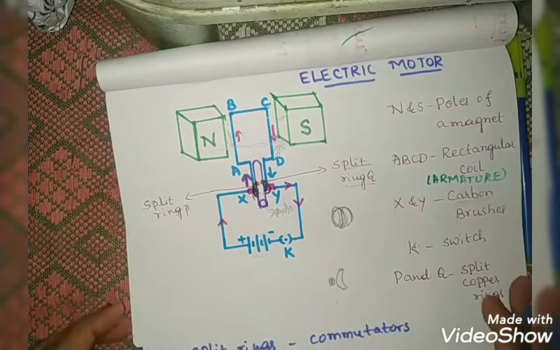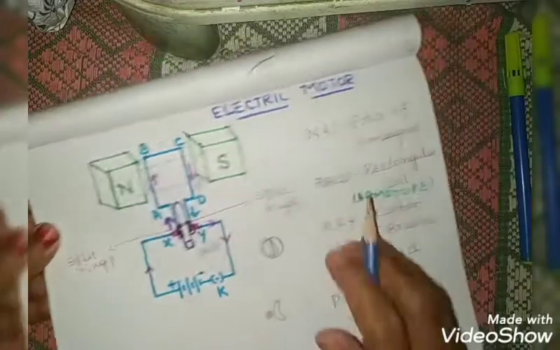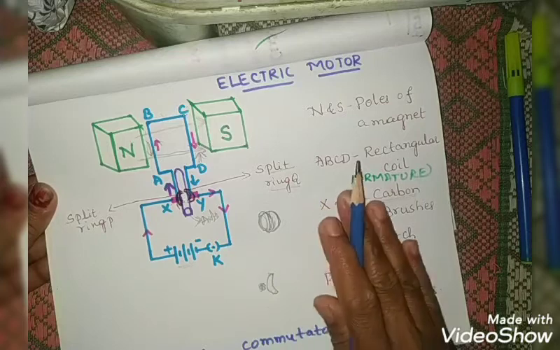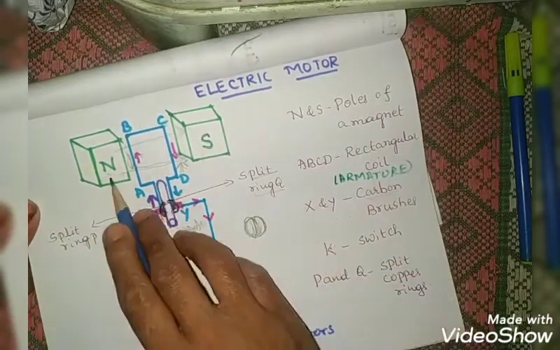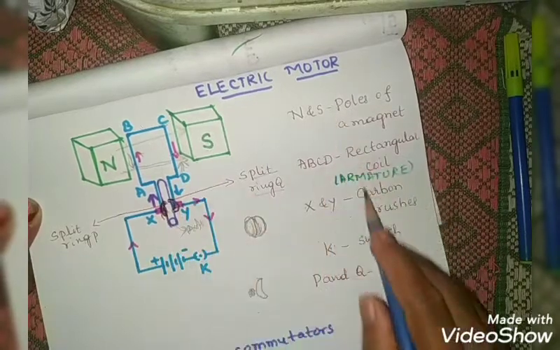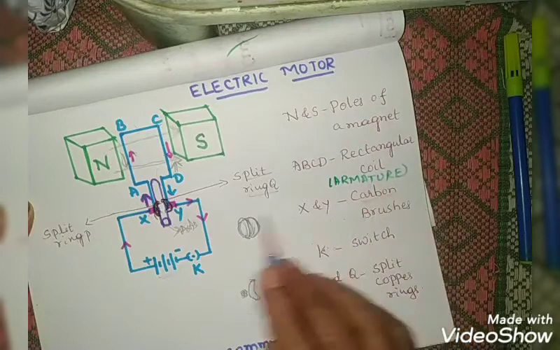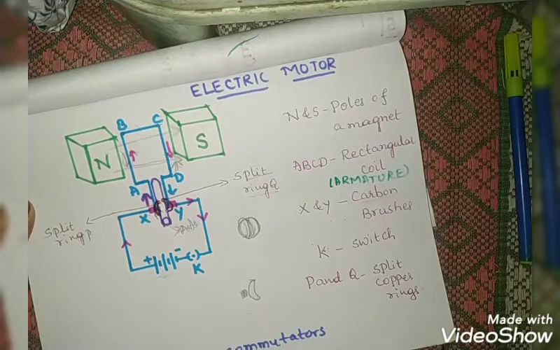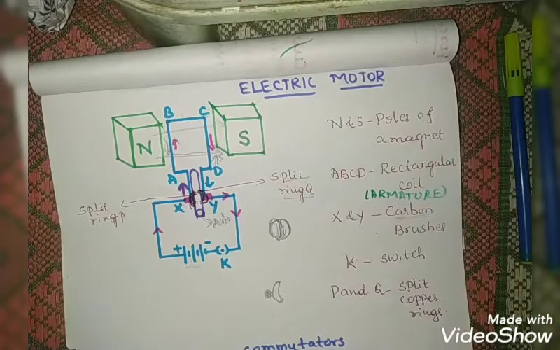Isn't it, children? So this is the schematic representation of an electric motor. Hope you understood, children. Whenever this diagram is asked, which is very important, you have to draw it, mark only with the symbols, and then write on the side: N and S poles of a magnet, ABCD rectangular coil, X and Y carbon brushes, K is a switch, P and Q split copper rings. Hope you understood the concept behind this electric motor.